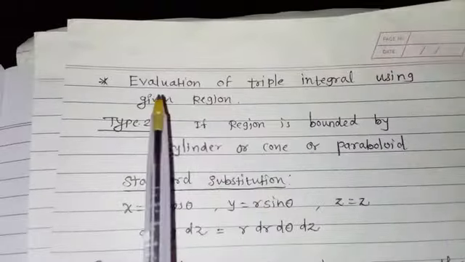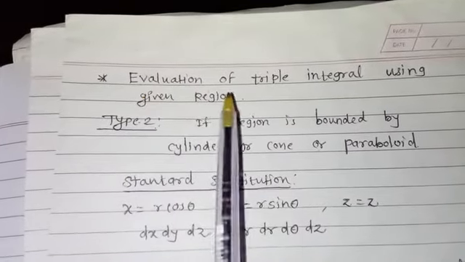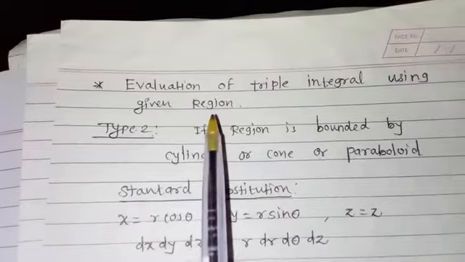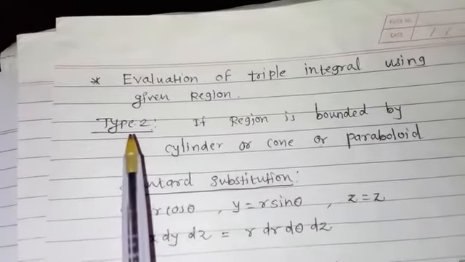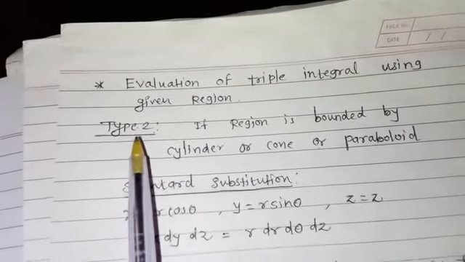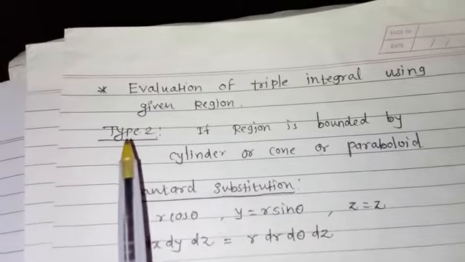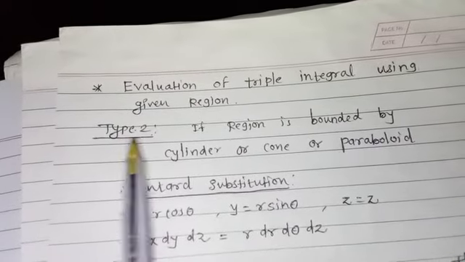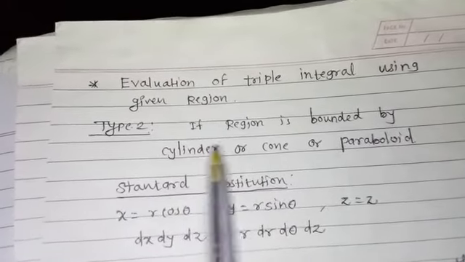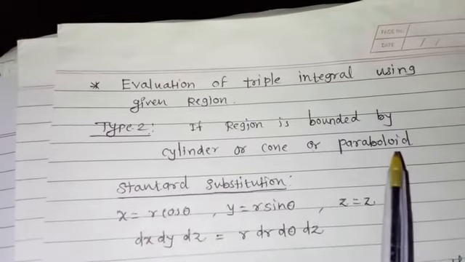Hello everyone. In this lecture we are discussing evaluation of triple integral using given region. In the first lecture we have already seen type 1 region, that is if the region is bounded by a sphere. Now here we are discussing type 2 region, that is if the region is bounded by a cylinder or cone or paraboloid.